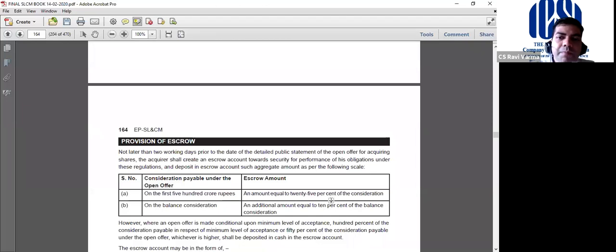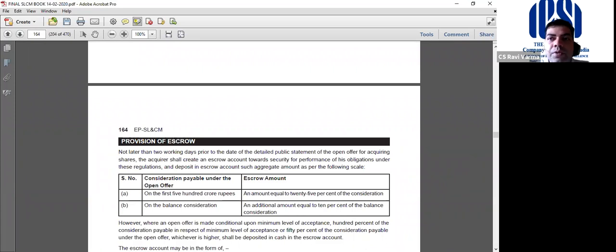Otherwise, making an open offer will become a laughing matter. Say, for example, I made an open offer, and at the end, when people surrender the shares, I say I have no money. You can't say like this. You have to deposit the money.